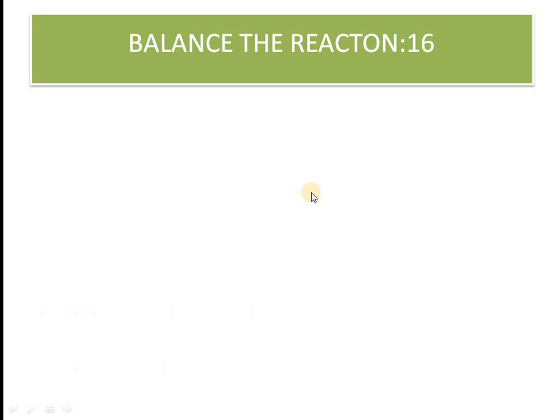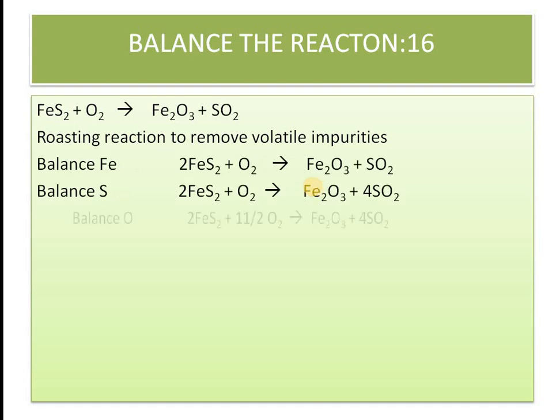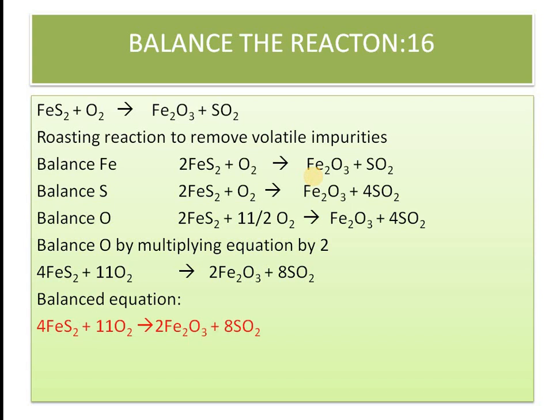Okay. Now the next is the 16th chemical reaction, and this chemical equation is FeS2 plus O2. It is the same roasting type of reaction. I think this is quite easy, and we can do it very nicely. First we balance iron, then metal, non-metal, oxygen, hydrogen. This is the way to do that.